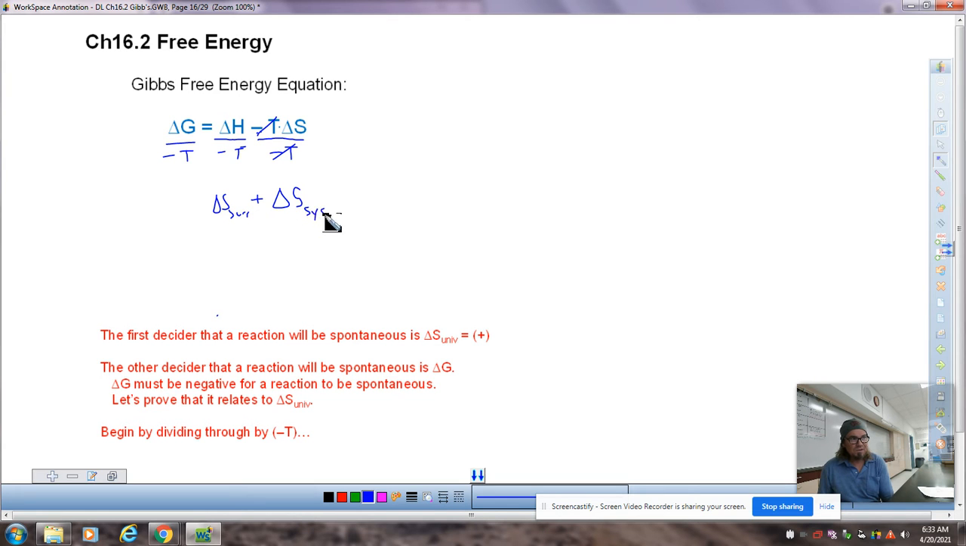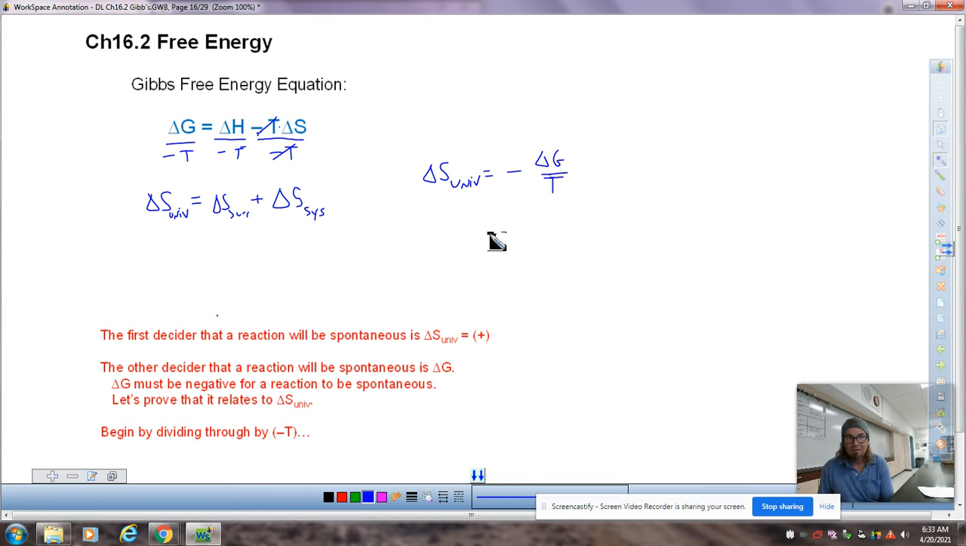So we have delta S for the system, delta S for the surroundings, and we know that those two things add together to equal delta S for the universe. So what that tells us then is that delta S for the universe, which we know has to be positive, is equal to negative delta G over T. Now, T's in Kelvin, so technically that negative sign can only be attached to the negative delta G. So in order for delta S to be positive, delta G has to be negative so that the negative signs cancel each other out.